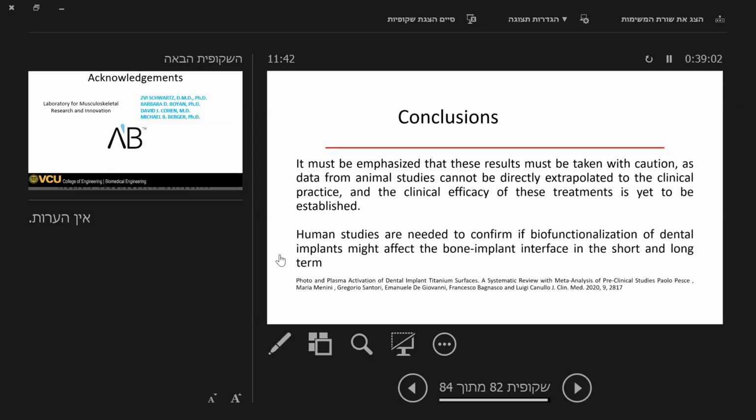But in order to finalize my presentation, I want to say that more research is necessary in humans, and we are doing it. And when we reach those conclusions, I will be very happy to present them to you.